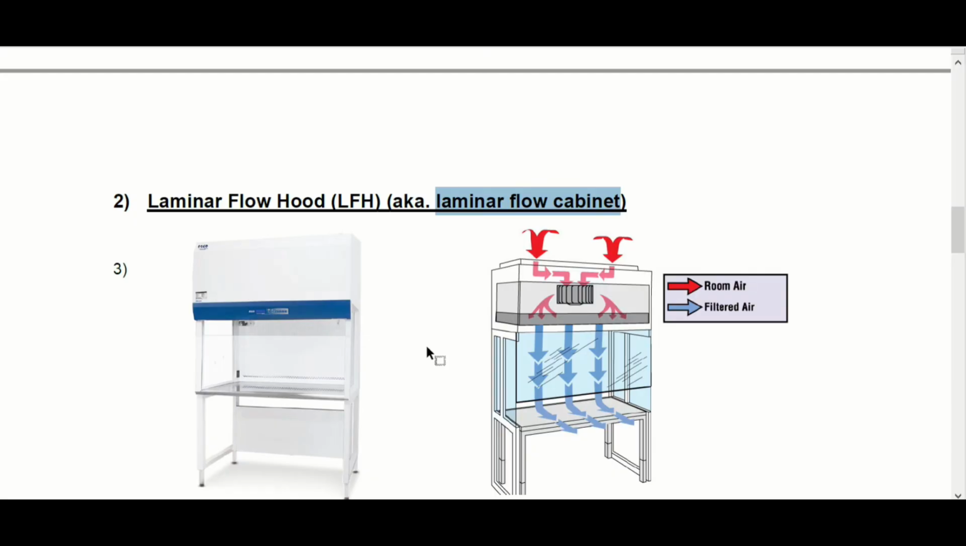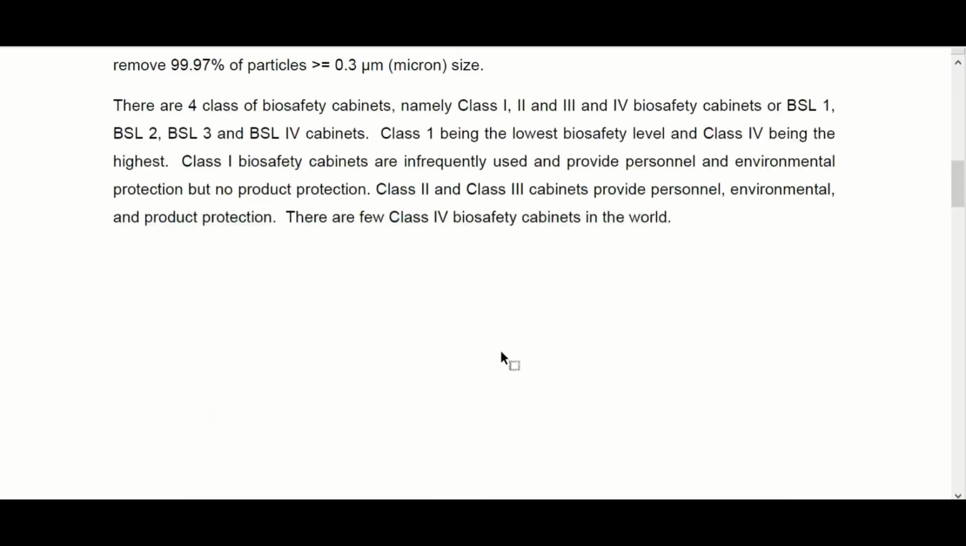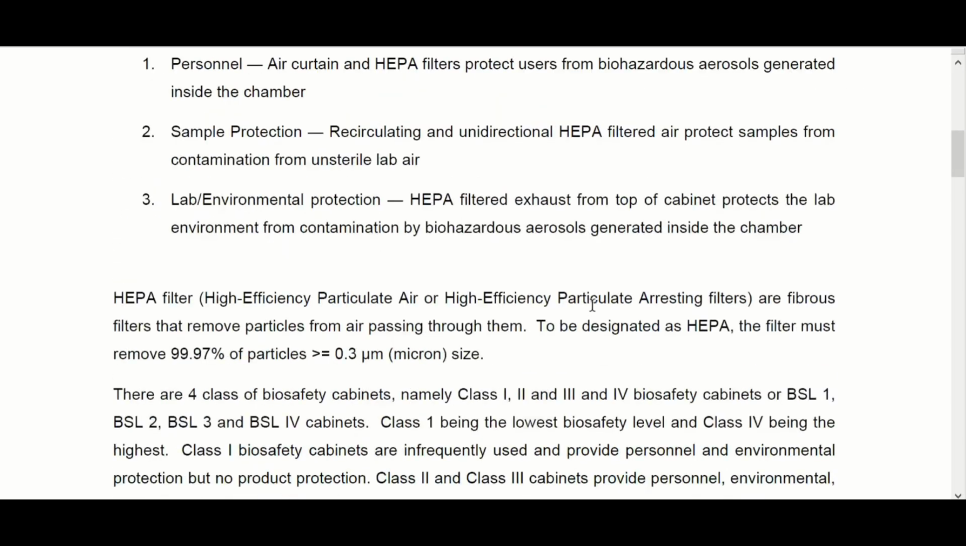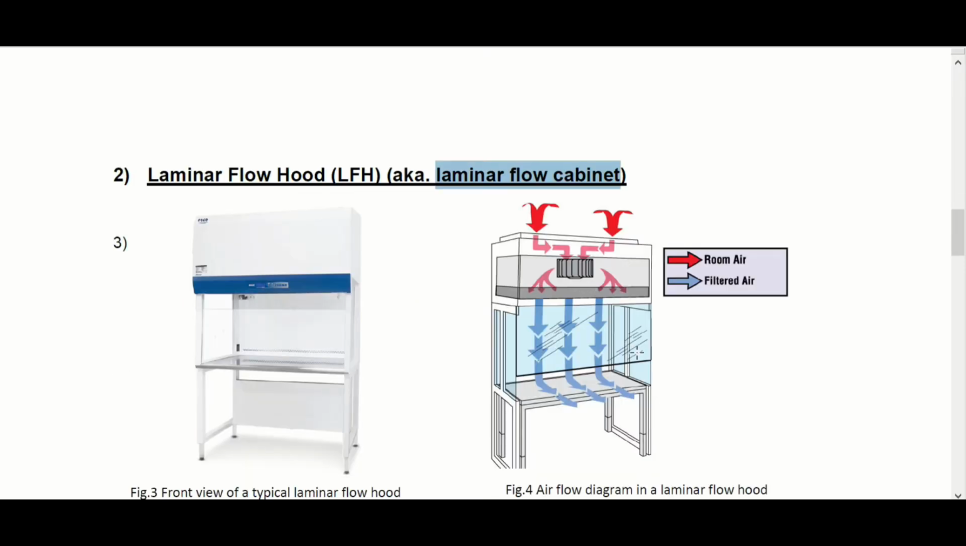The first one is the airflow pattern. In BSC, as shown here, it's circulating air. 70% of the air is being circulated inside. While in the case of LFH, laminar flow hood, there's no circulation. Air goes in this direction from the top. It's drawn into the laminar flow hood area, and then it comes out. It goes out from the gap area under the sash.